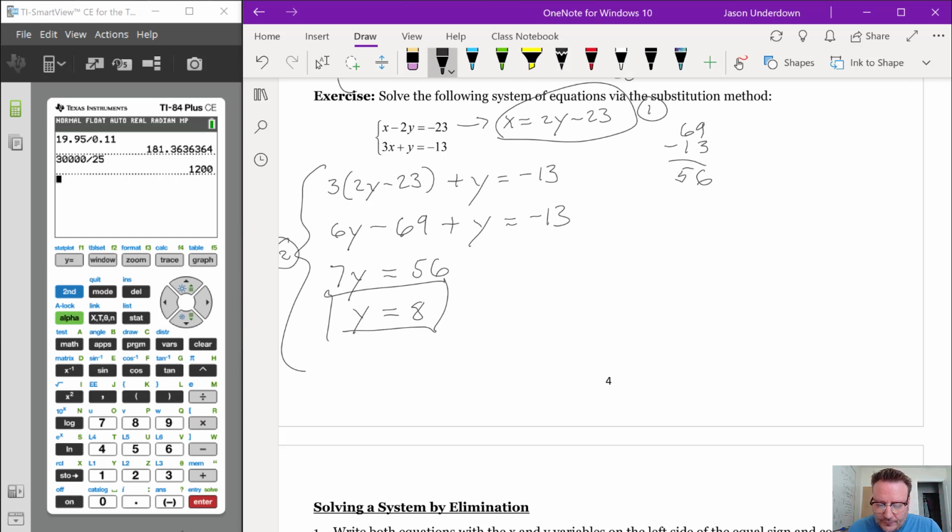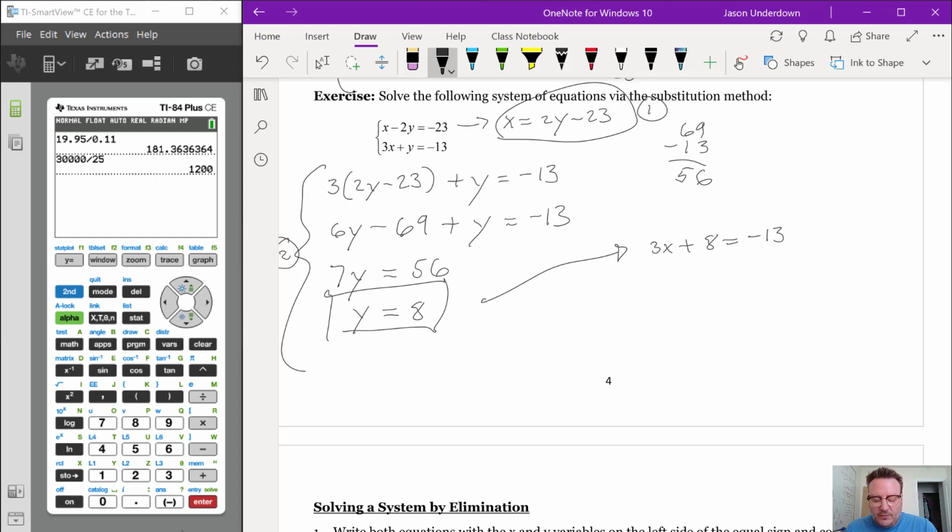Now step 3 of the substitution method is I take this value for y and I substitute it into either equation, it does not matter, take your pick. Let's put it into equation 2. So equation 2 is 3x plus y equals negative 13. Thus, we have 3x plus our value for y, which is 8. So 3x plus 8 equals negative 13.